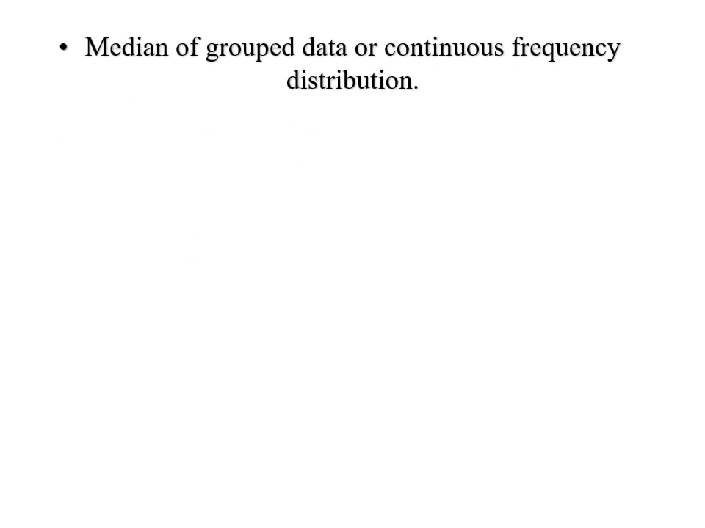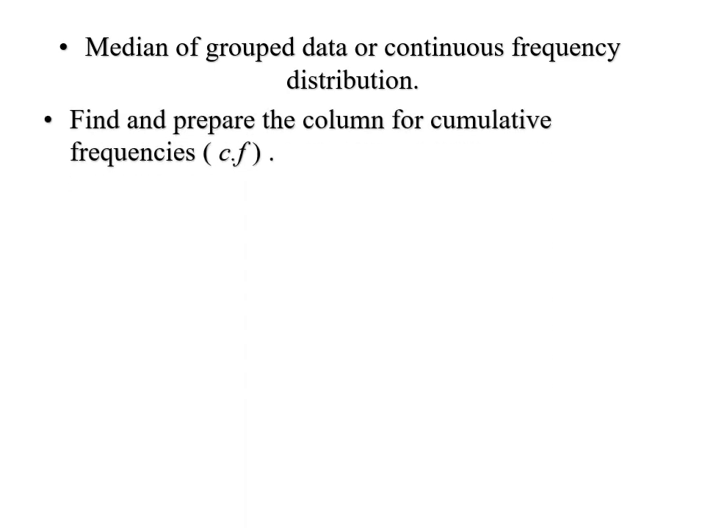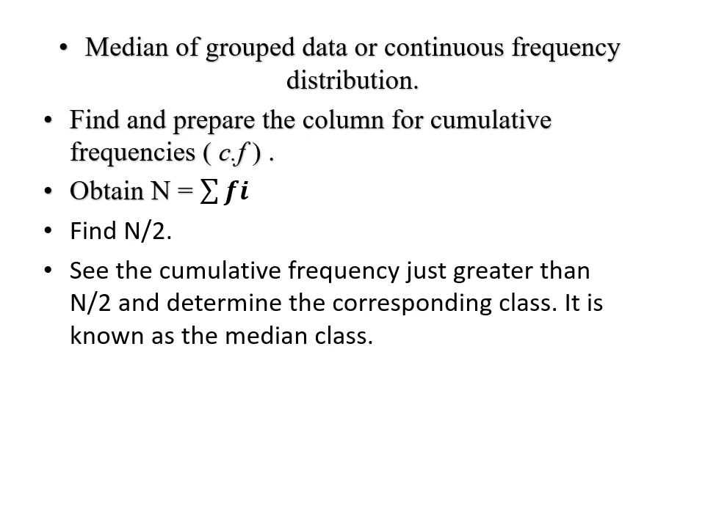Now let's see the median of group data, or for a continuous frequency distribution table. First, prepare the column for cumulative frequency. Now this cumulative frequency is a term which is naturally new for you. In the example we will see how to calculate the cumulative frequency for each class. Then we have to obtain the summation of frequency, meaning n is nothing but the sum of all frequencies. After finding the sum of all frequencies, we have to divide that sum by 2.